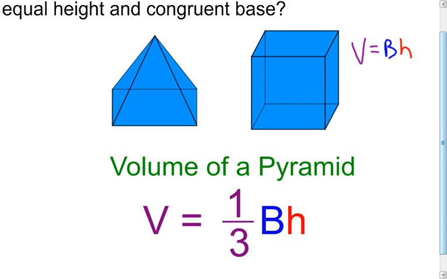In my picture here, big B would be the area of this base. It looks like a square or a rectangle, but it doesn't have to be. It could be a triangle, a pentagon, it could be anything. And h, remember, is the height of the pyramid, which is the segment that goes from the apex of the pyramid down to the base, and it has to be perpendicular to it. So remember this formula for the volume of a pyramid.